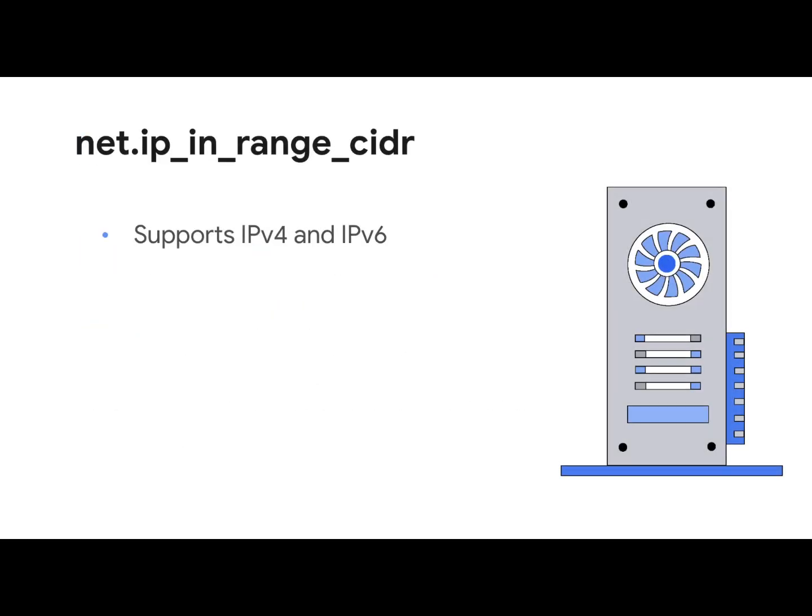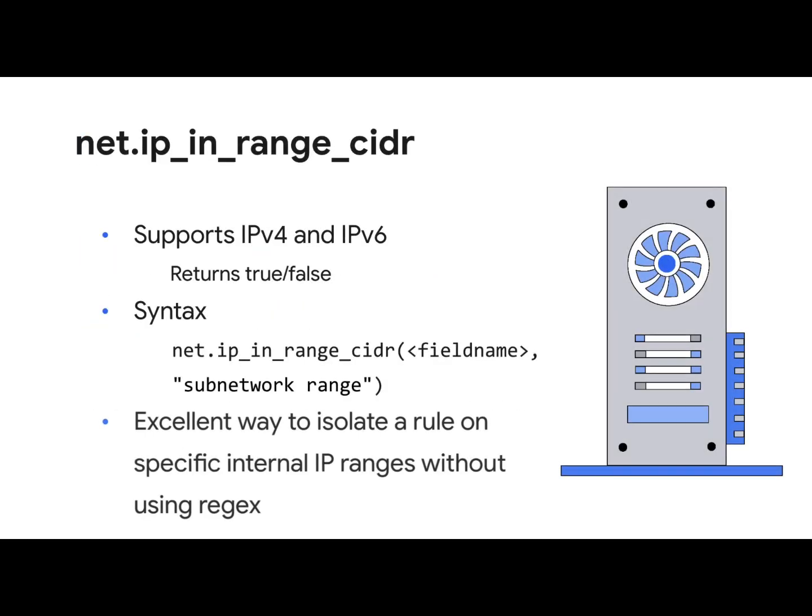The network function net.ipInRangeCIDR supports both IPv4 and IPv6 addresses. When using the function, we need to provide the UDM field that the IP address is in, as well as the subnetwork range in CIDR notation, enclosed in quotes. The output of this function is Boolean, that is, true or false.